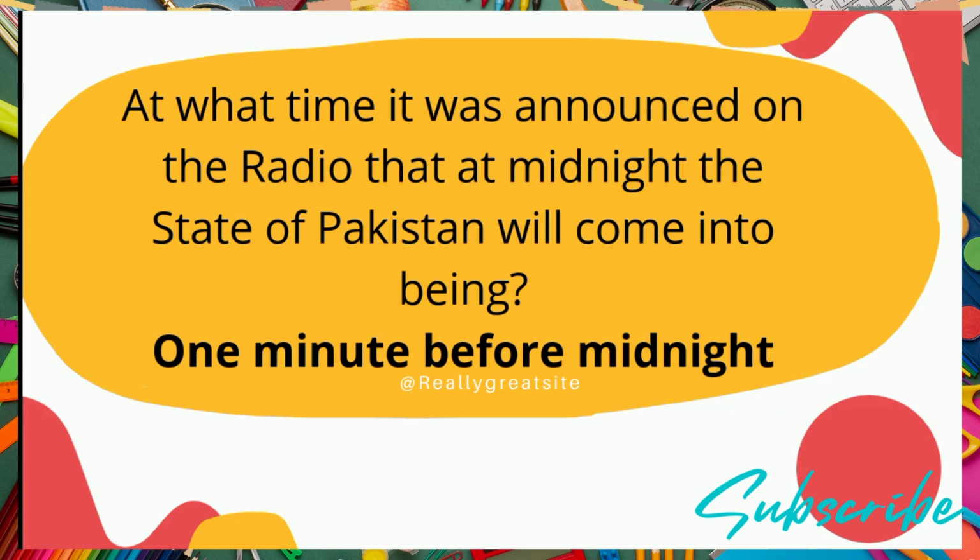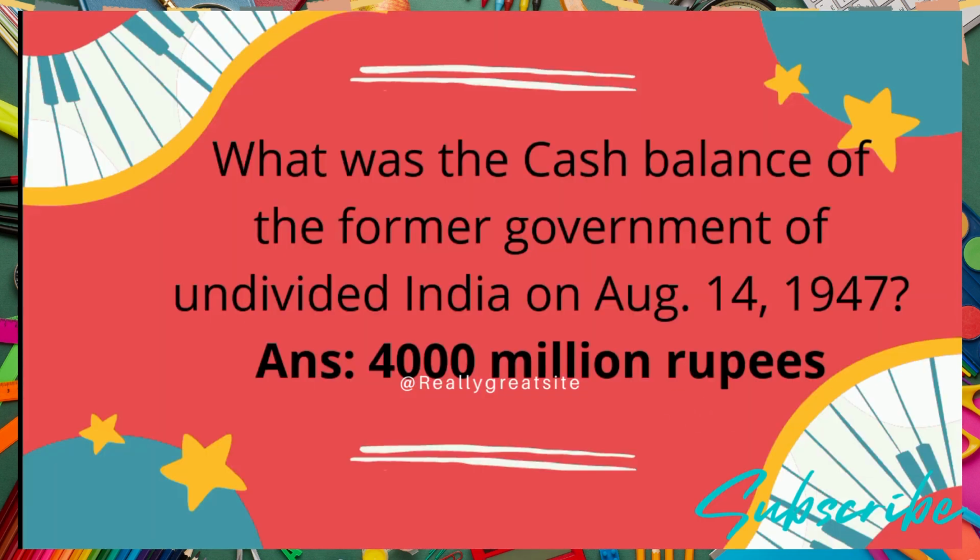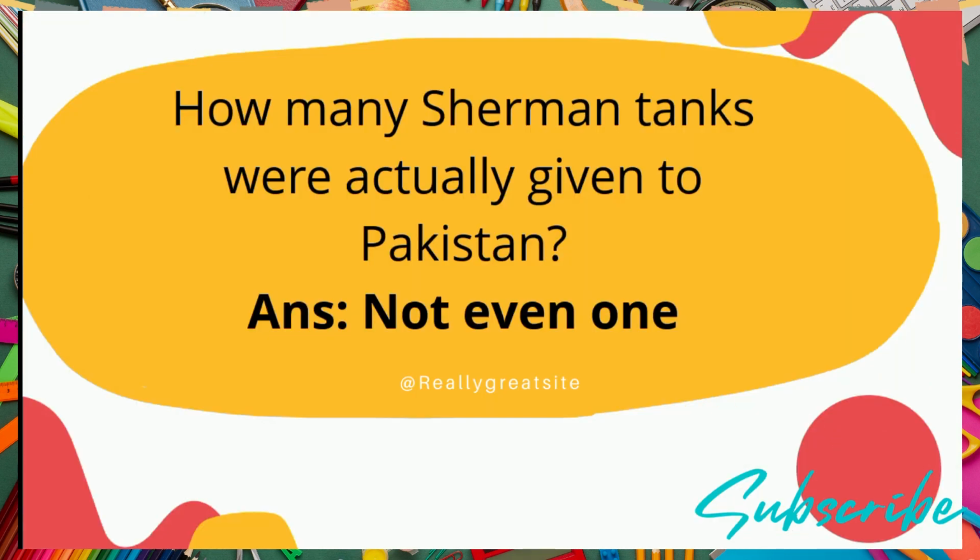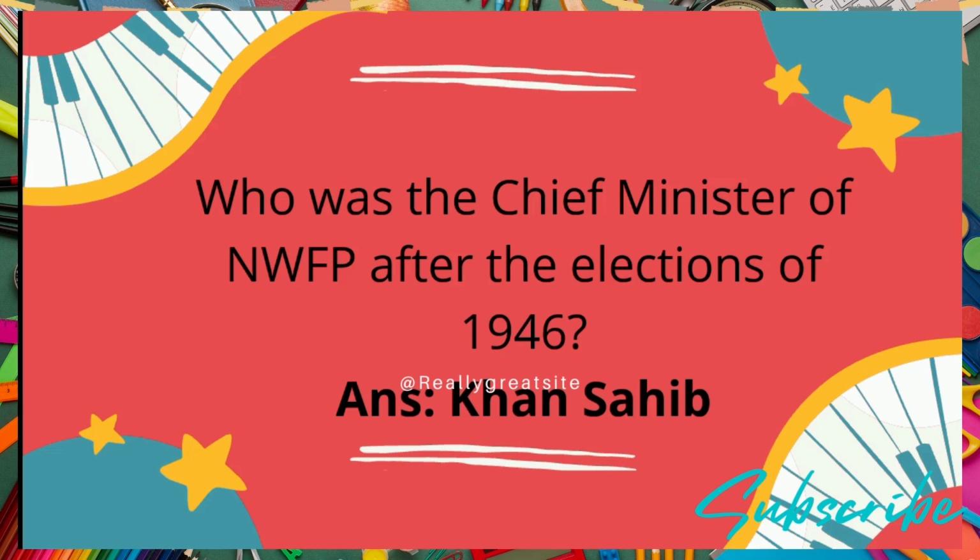At what time was it announced on the radio that at midnight the state of Pakistan would come into being? 1 minute before midnight. What was the cash balance of the former government of undivided India on August 14, 1947? 4,000 million rupees. How many Sherman tanks were actually given to Pakistan? Not even one. Who was the Chief Minister of NWFP after the elections of 1946? Khan Sahib.